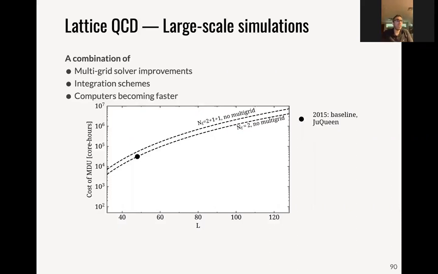What I'm plotting here is the cost of doing one update using hybrid Monte Carlo in terms of core hours, and on the x-axis I have the lattice volume. This was the situation 5 years ago, when we hadn't included multigrid in our simulations. This is a real data point of a lattice simulated with a box length of 48, so 48 cubed times 96 lattice points, and it needed something over 10,000 core hours for each molecular dynamics update.